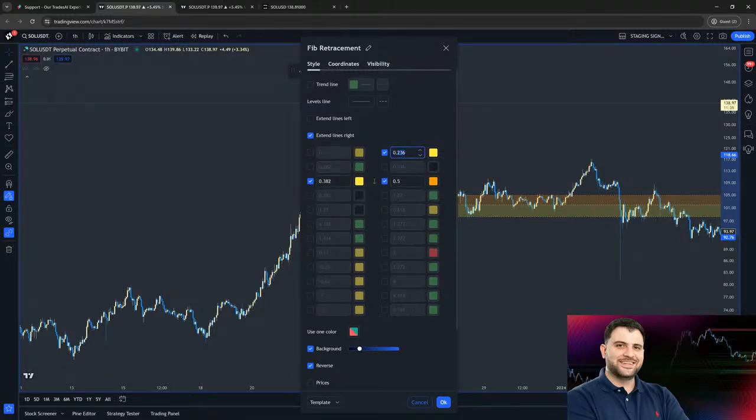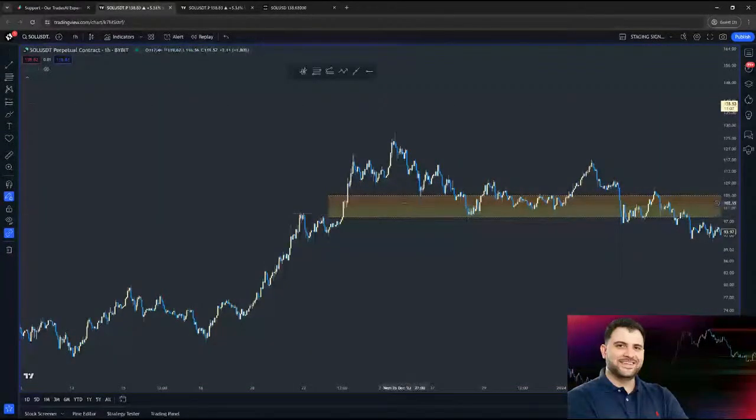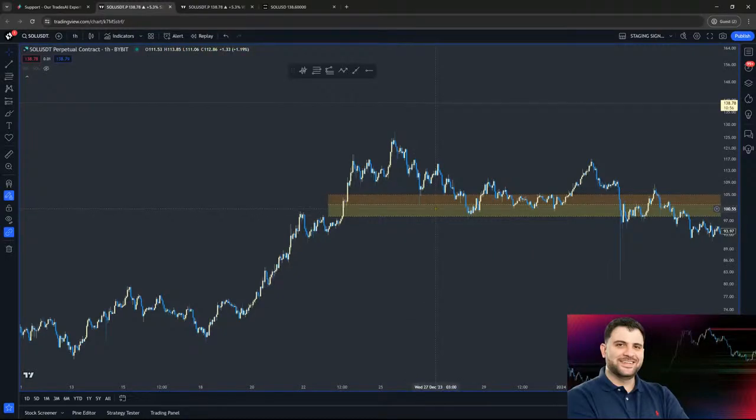You could put 0.236, 0.382, and 0.5. This is the equilibrium, 0.5, as I said. This region here is what we call the golden pocket. I'll explain very briefly what this means, but these are my settings. The golden pocket is under the 50% line. Anything under the 50% means it's a discount. So if you want to buy something, you want to buy it at a discount. You don't want to buy expensive.